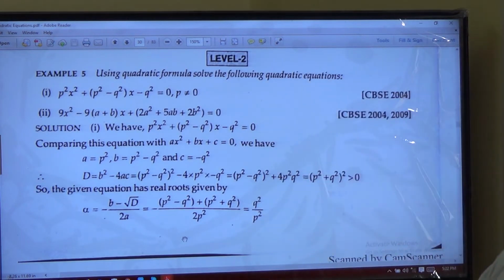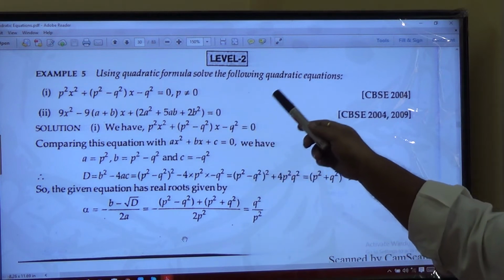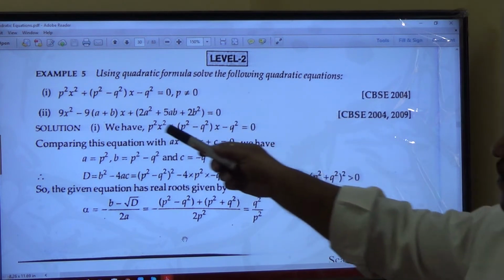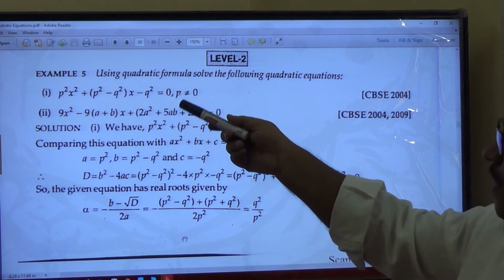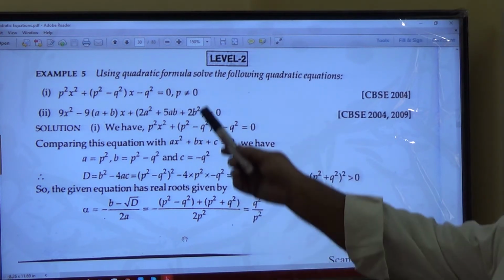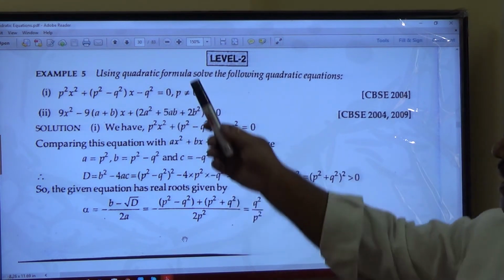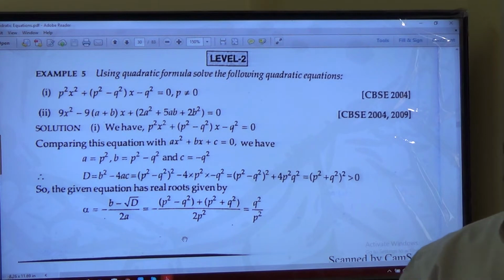Yeah, this is something like this. R.D. Sharma level 2, example 5 here. Using the quadratic formula, solve the following quadratic equation: p square x square plus (p square minus q square) x minus q square equals 0. So, how do you solve these using the quadratic formula? That's the question. I'll take a couple of numericals and then we'll go to finding the unknown.